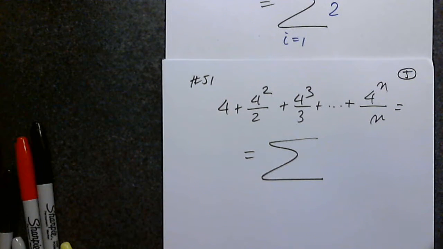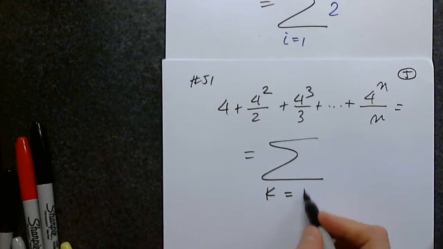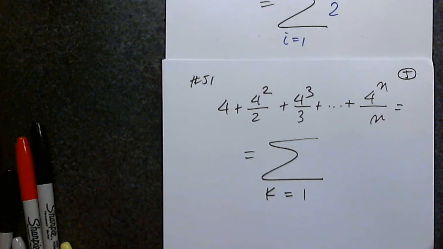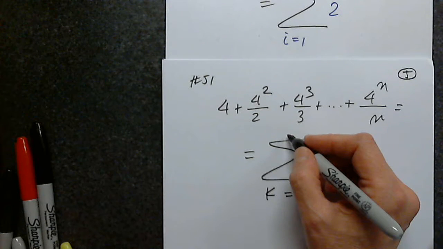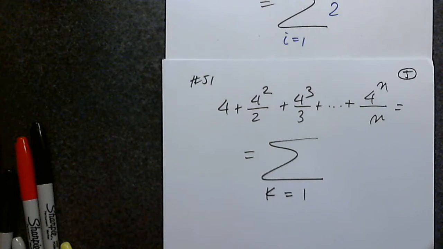Remember, it doesn't matter what you use. You can use I, K, J. It doesn't matter. Let's use K. K equals 1, and then above it's going to be n. It's going to be 4 to the n over n.